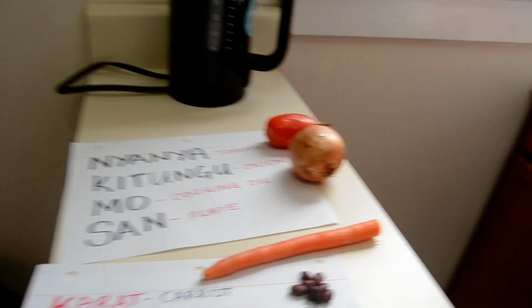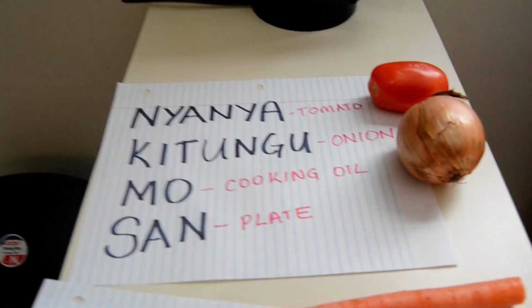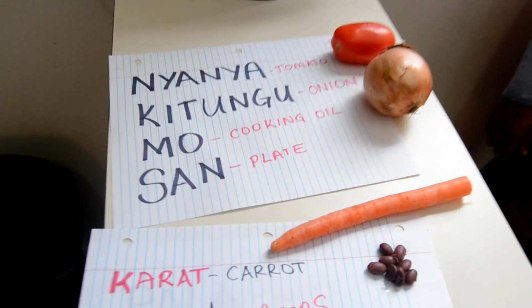Okay, so we'll start with a few. I'm now at the other side of the video, and we want to cook some. What do you want to cook? Beans. Okay, she wants to cook some beans.